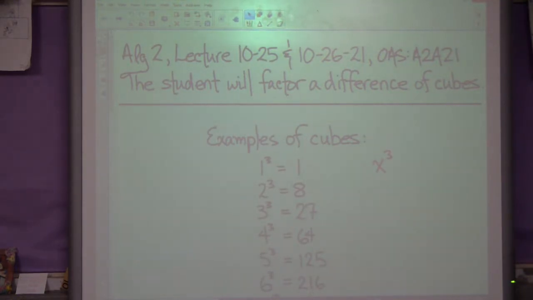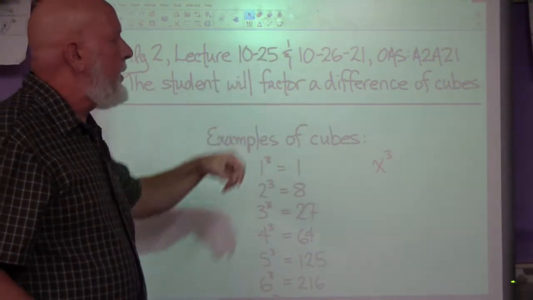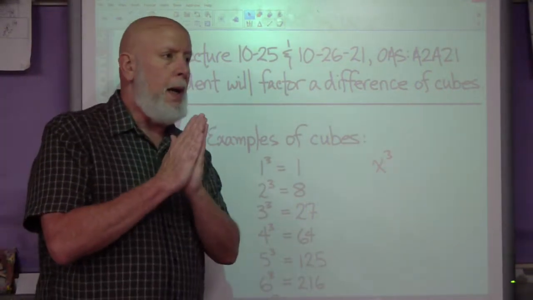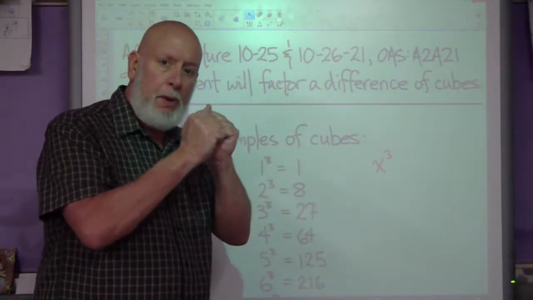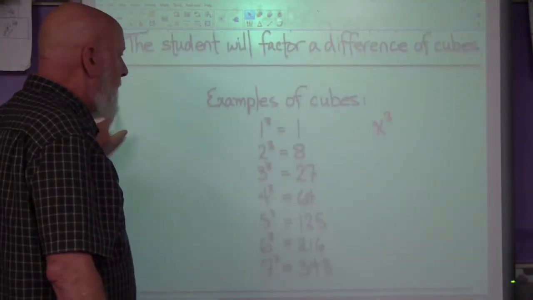Looks like we're doing Algebra 2, 1025, 1026 today, OAS A2821. The student will factor a difference of cubes. Cubes are any terms that are multiplied by themselves 3 times. Here are some examples of cubes.